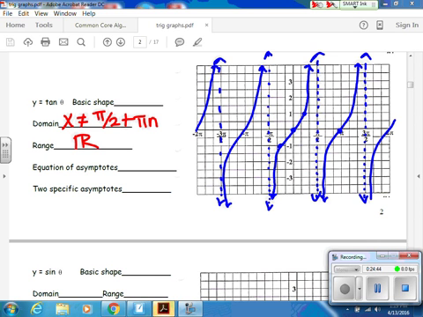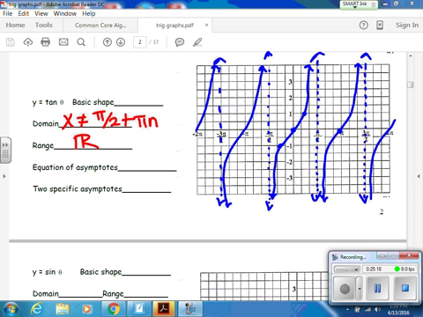Equation of the asymptote, just move that down here, but without the not equals, put an actual equals. Two specific asymptotes, just flip your favorite two. Go ahead. Just choose a couple. X equals are up and down.